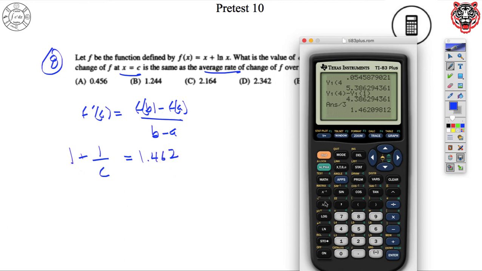All right, I'm going to subtract 1 from both sides, minus 1. And now I'm left with 1 over c is equal to 0.462. So how do I solve? I take the inverse of each side. There's a quick way of doing that. I can just hit this button on my calculator, and it takes the inverse, and my answer is c is equal to 2.164. Correct answer is C.